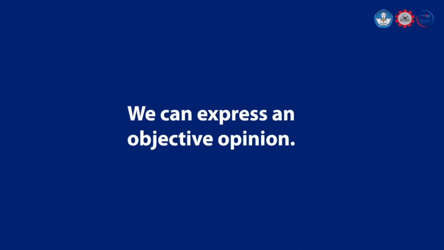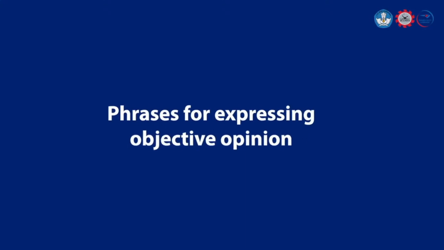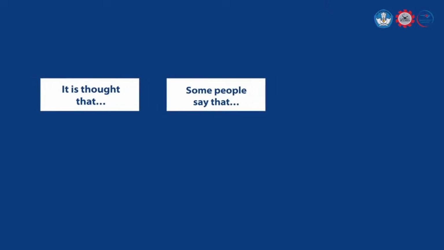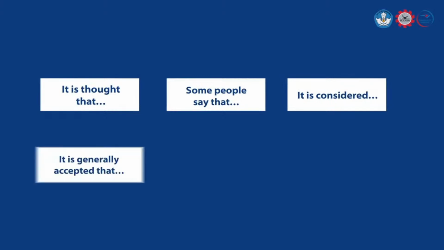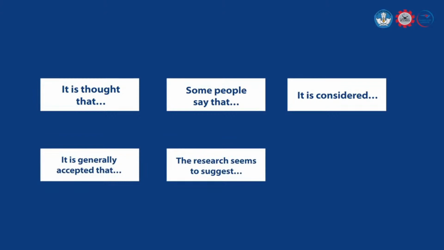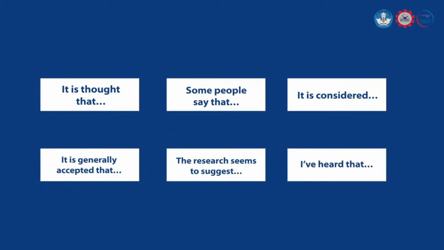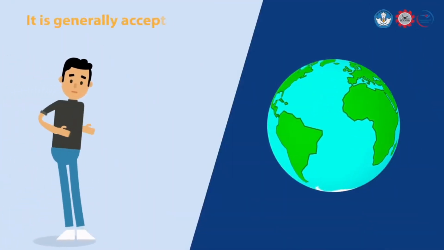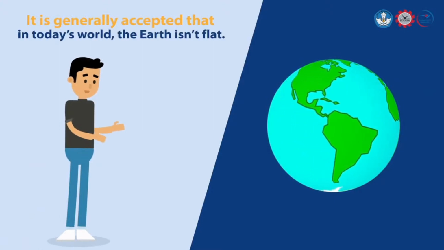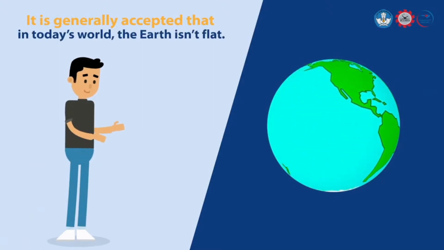Third, we can express an objective opinion based on the research that you have heard or read. To express an objective opinion, we can use some phrases below. It is thought that, some people say that, it is considered, it is generally accepted that, the research seems to suggest, I've heard that. For example, it is generally accepted that in today's world, the earth isn't flat.